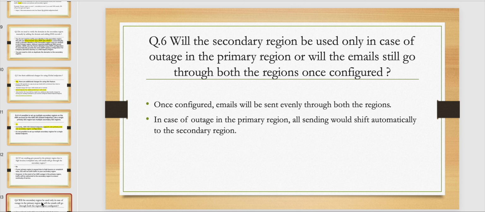Question number 6. Will the second region be used in case of outage, or will the email still go through both regions if we have configured global endpoints? As per our discussion on the last question, once you have configured global endpoints, your emails will evenly distribute. And in case of outage, all the emails would shift automatically to the secondary region.